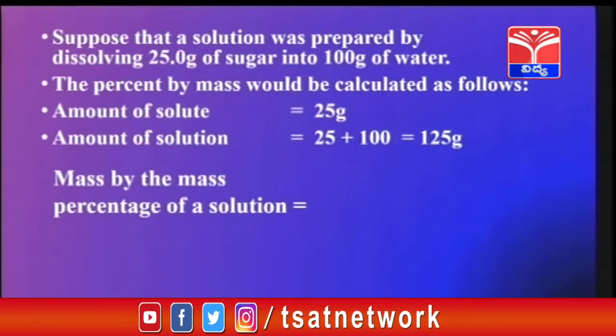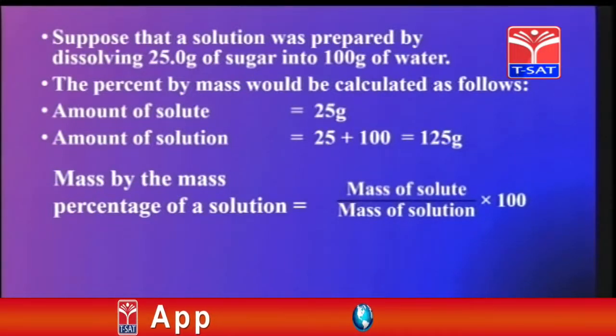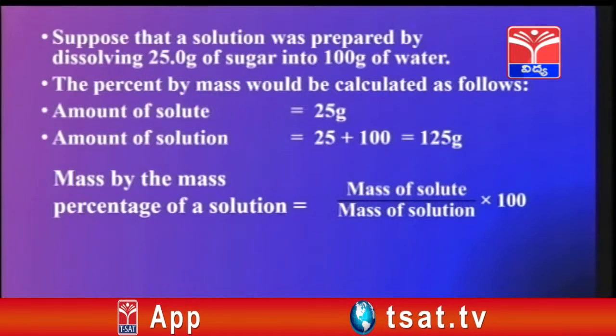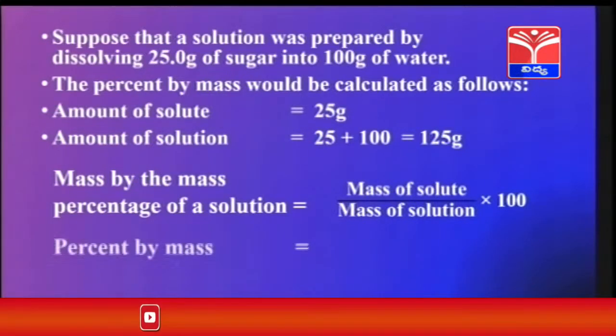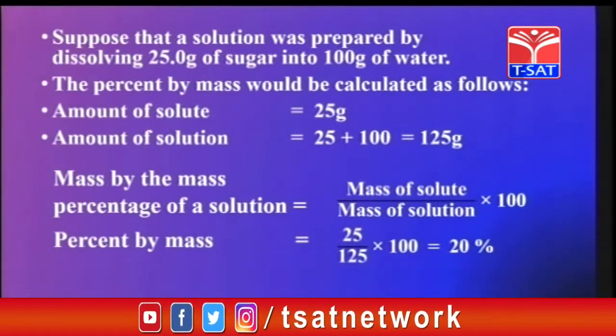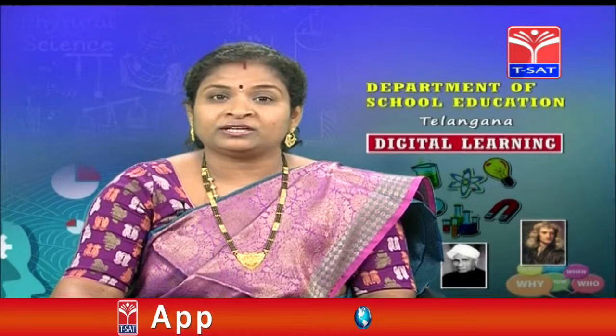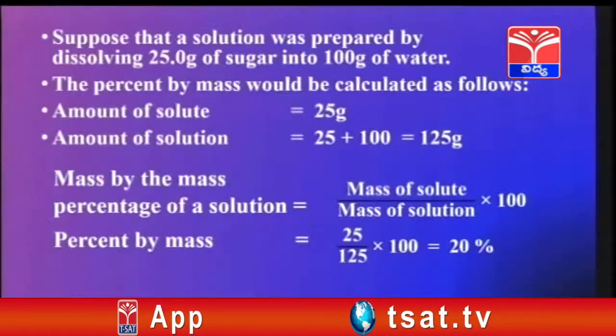So the mass by mass percentage of a solution can be obtained by the formula: mass of the solute by mass of the solution, into 100. Now substitute these values. Percent by mass is equal to 25 by 125 into 100. This comes to 20%. So what is the concentration of sugar in this solution, children? 20% sugar solution.